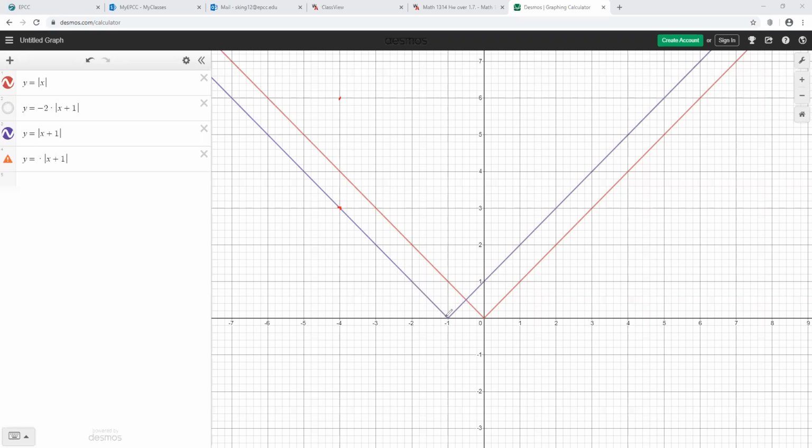What's going to happen to this point, Griselda? How far away is this point from the x-axis right now? 1. And so where is it going to move? How far is it going to move once you stretch it by a factor of 2? It's going to go up to what? 2. And so forth.